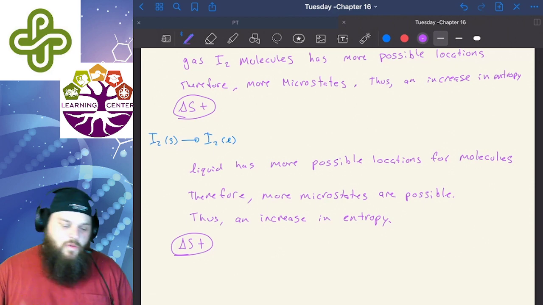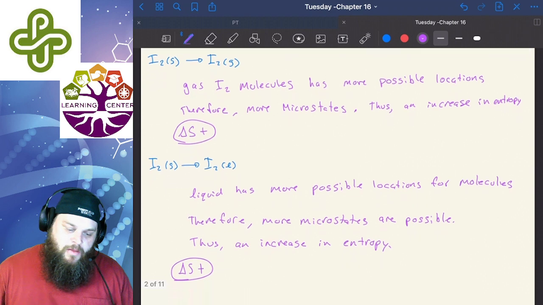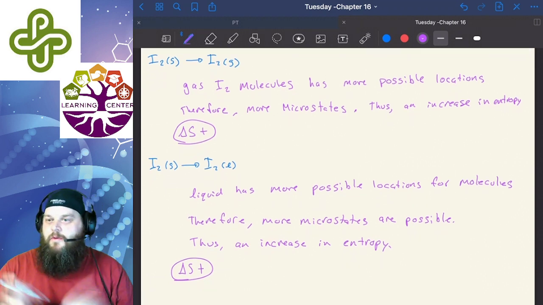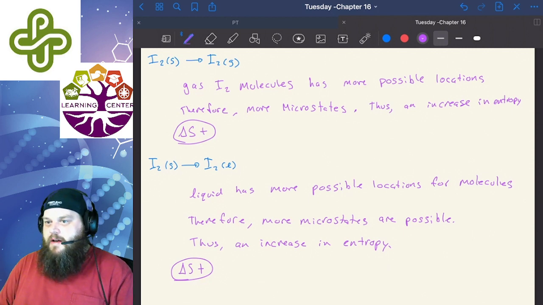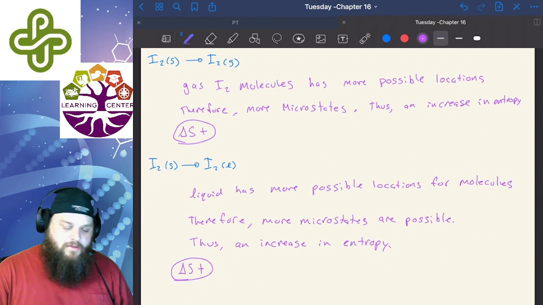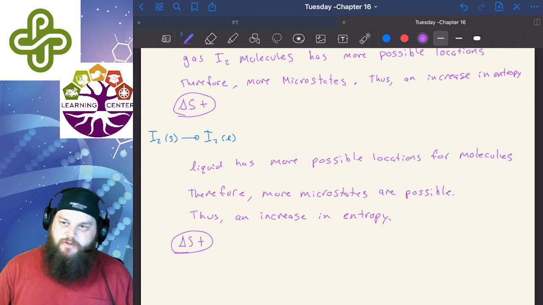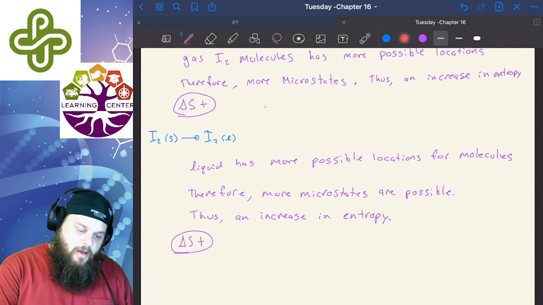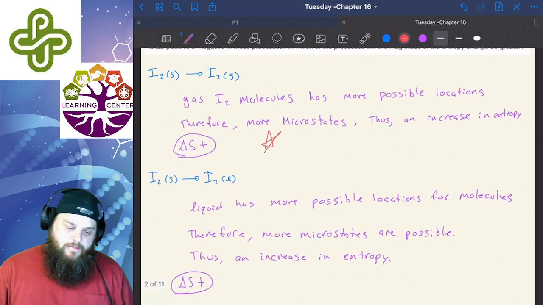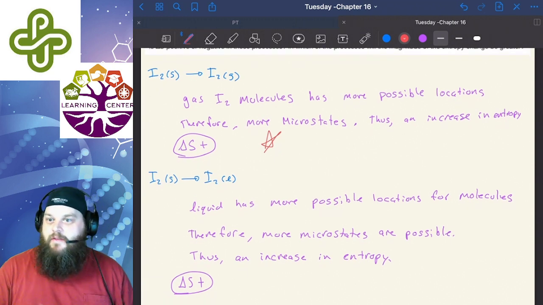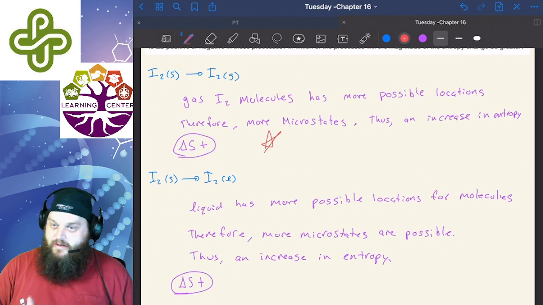As far as which one is going to be the greater magnitude, since the gas has more possible locations for these molecules to float around in, more microstates are going to be possible for that. And those more microstates are going to allow for a greater increase in entropy. So the magnitude of the transference into gas from a solid is going to be greater than the magnitude of the transference of a solid to a liquid.